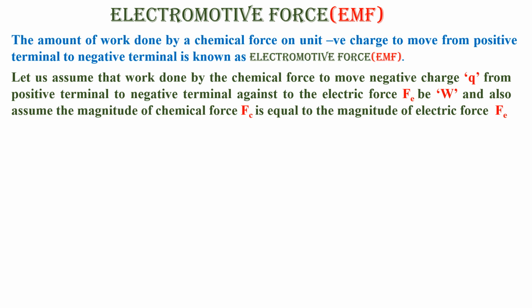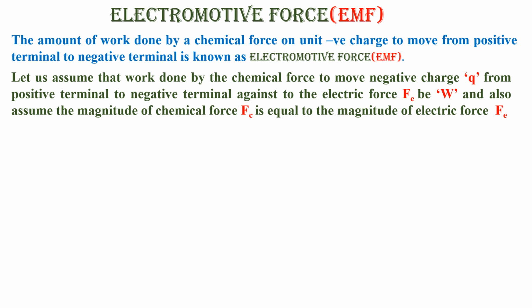So when a negative charge Q is taken from the positive terminal to the negative terminal, opposite and against the electric force, that is W. Also assume the magnitude of chemical force Fc is equal to the magnitude of electric force, Fc is equal to Fe. Okay?